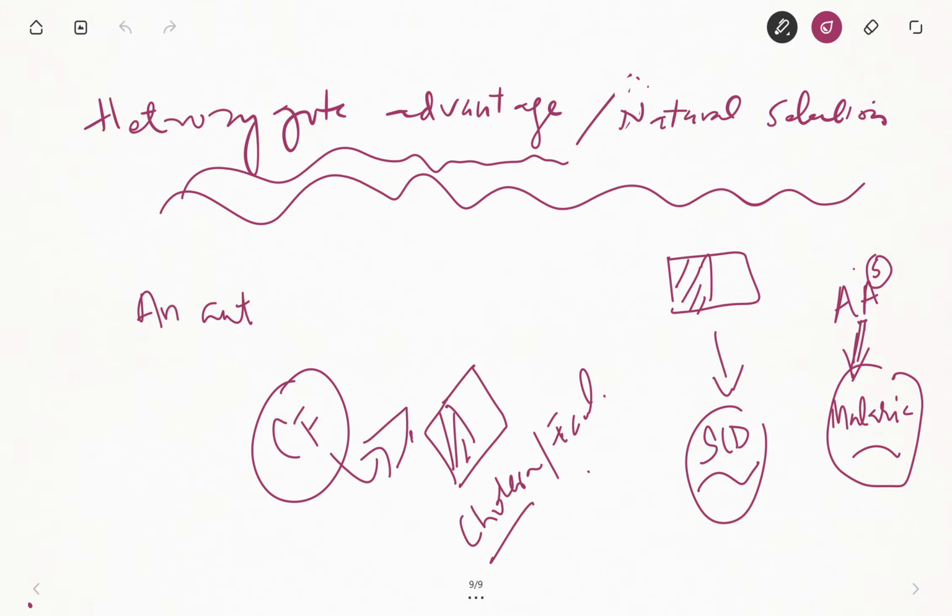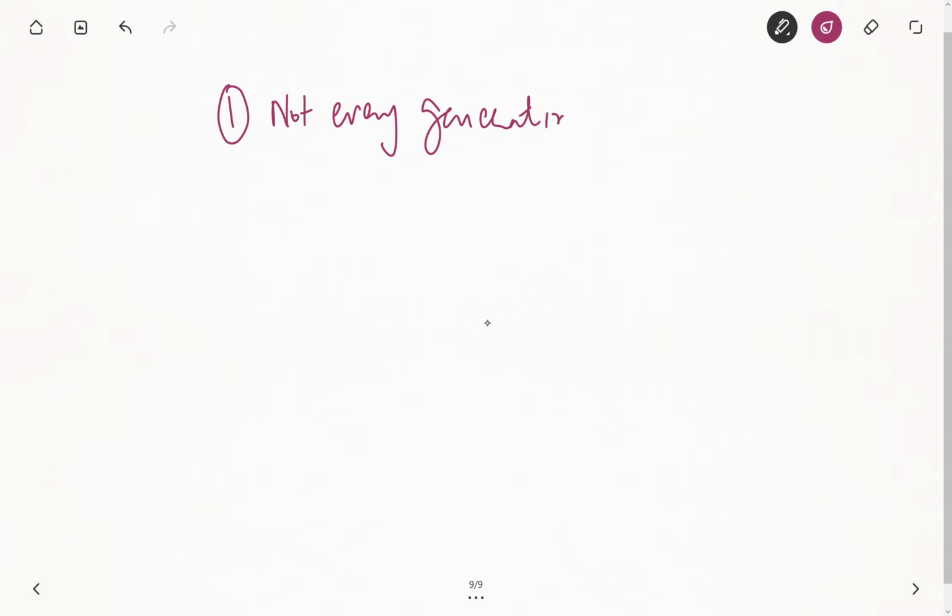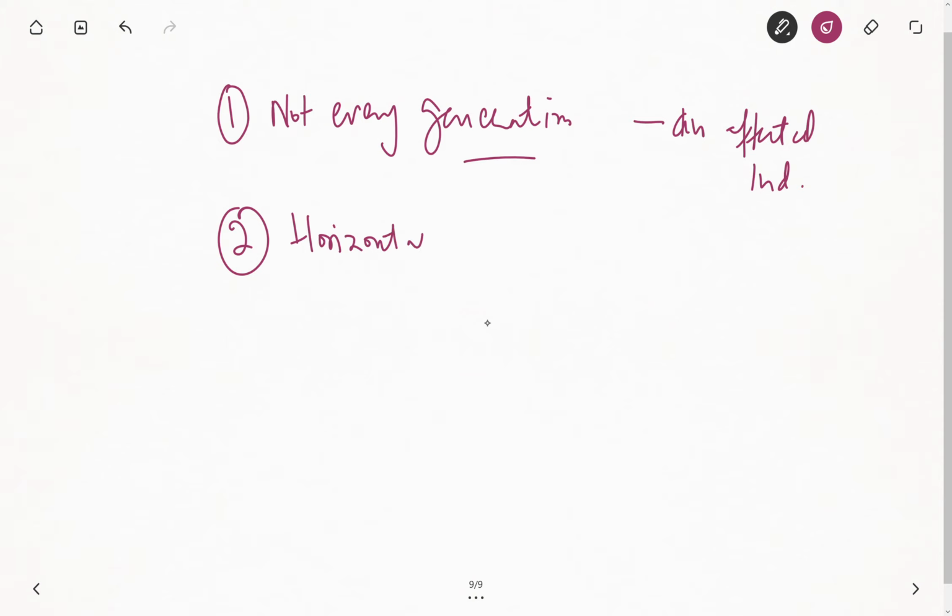So in a nutshell, if we have to revise autosomal recessive conditions, the first feature is that not every generation will have an affected individual. Okay, number one, not every generation will have an affected individual.